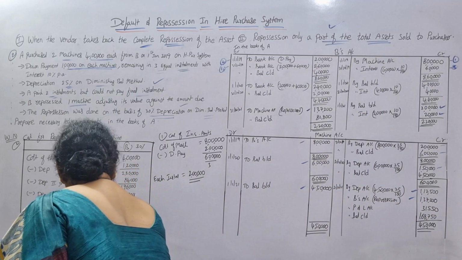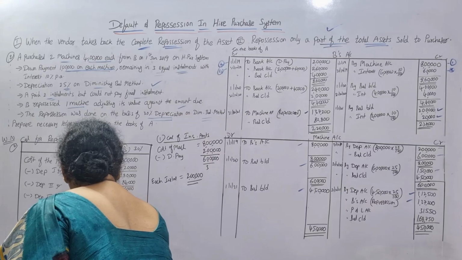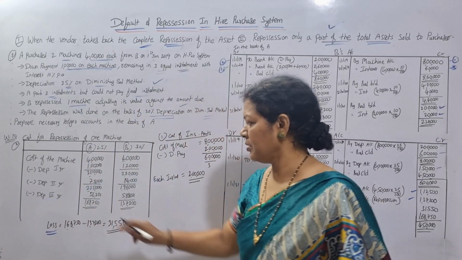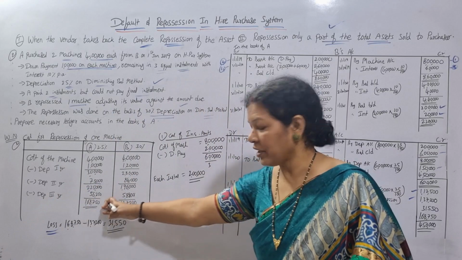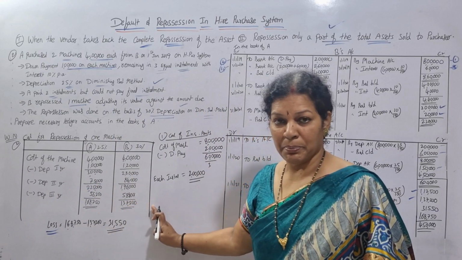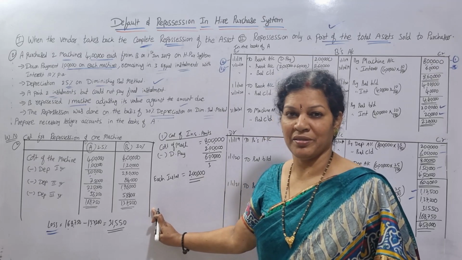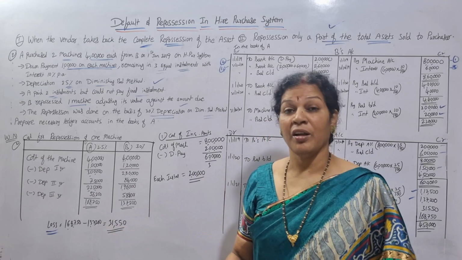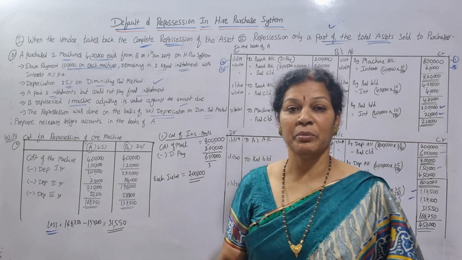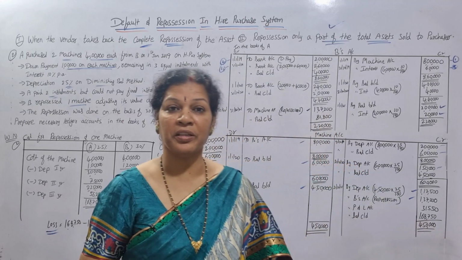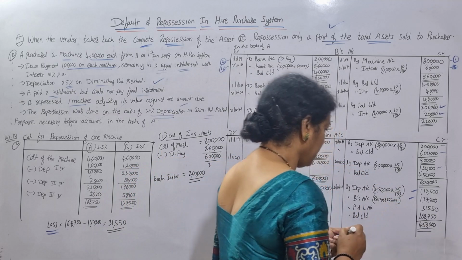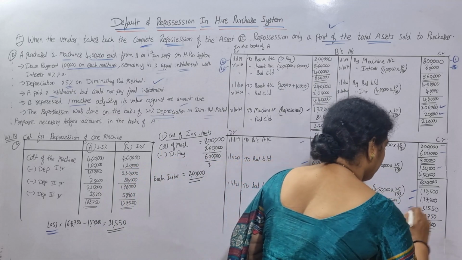So this 31,550 is the loss, the difference between these two. Expected this much, but B is saying a very small amount. The difference, that is 31,550, is the loss. Loss will appear on the debit side of the profit and loss account. Here it comes on the credit side. So on the credit side we say profit and loss account 31,550.